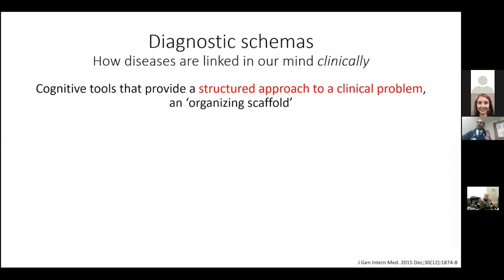But I'm talking to you about knowledge organization. And in expert clinicians, illnesses are organized very thoughtfully into diagnostic schemas, which are really cognitive tools that provide us with a structured approach to a clinical problem. So rather than simply remembering the 15 diagnoses that cause, let's say, jaundice, those diagnoses are actually organized in our mind in a very intentional way to help us activate that knowledge when needed, based on data that accompanies the main problem we're trying to solve.